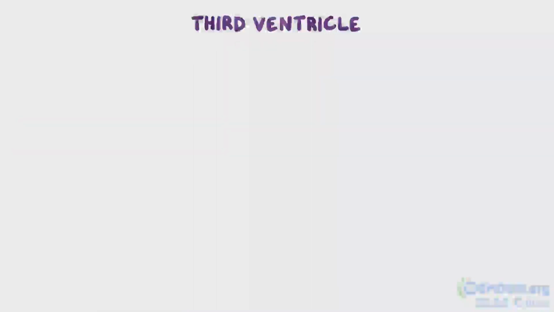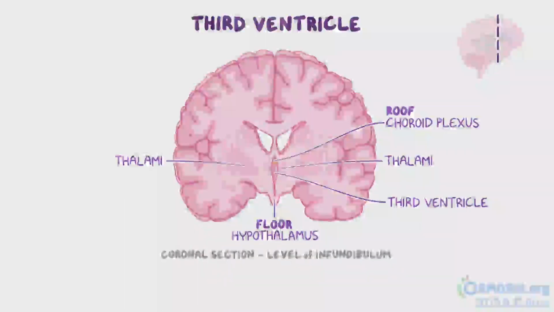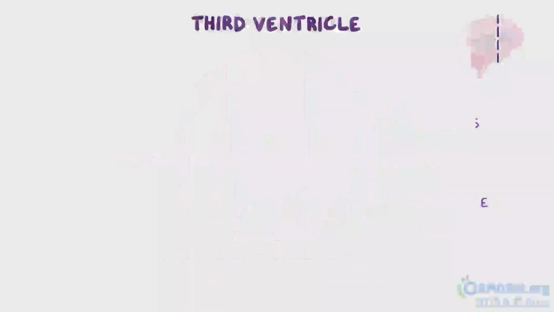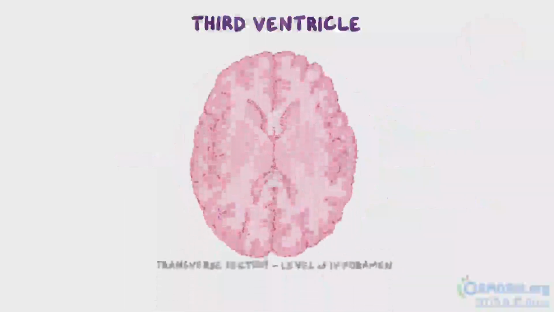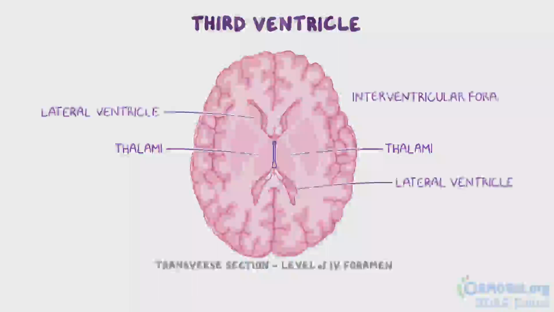On a coronal section, you can see that the roof is formed by the choroid plexus, the floor is formed by the hypothalamus, and laterally there are the thalami. On a transverse section, the third ventricle looks like a slit, or cavity between the thalami, that continues into the lateral ventricles at the level of the interventricular foramen.